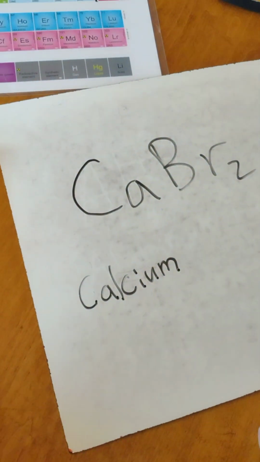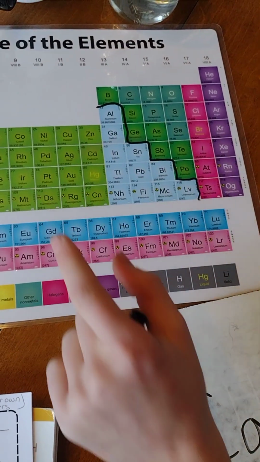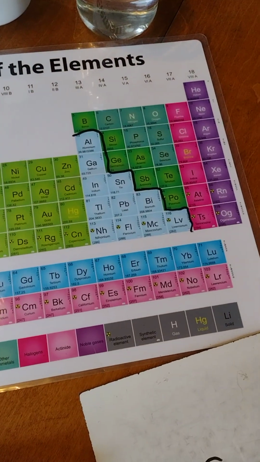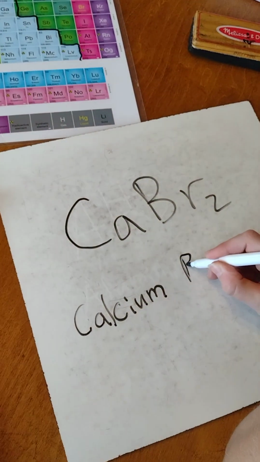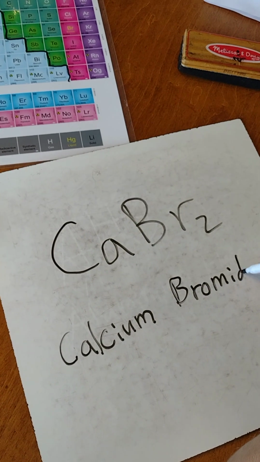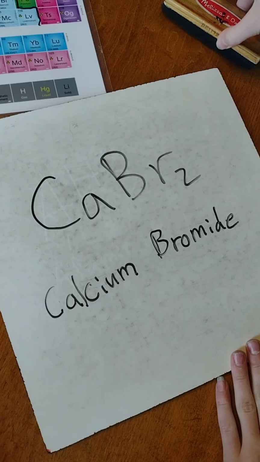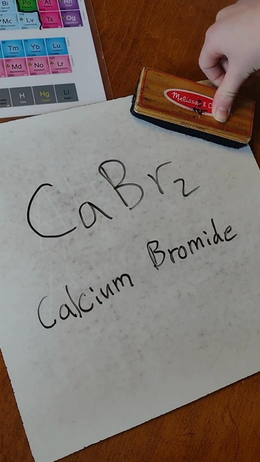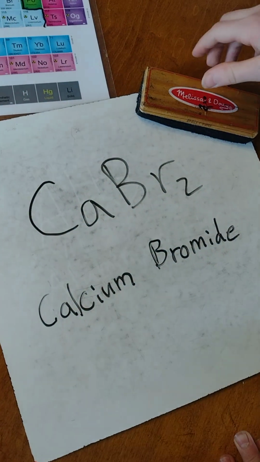CaBr2. So you have to find calcium. Calcium's over here. And bromine. And you don't need to say anything about the charges. You just write calcium bromide. Good. Joseph just asked, why don't you say anything about the charges, like no prefixes? The prefixes are only for the molecular compounds, and this is an ionic compound.